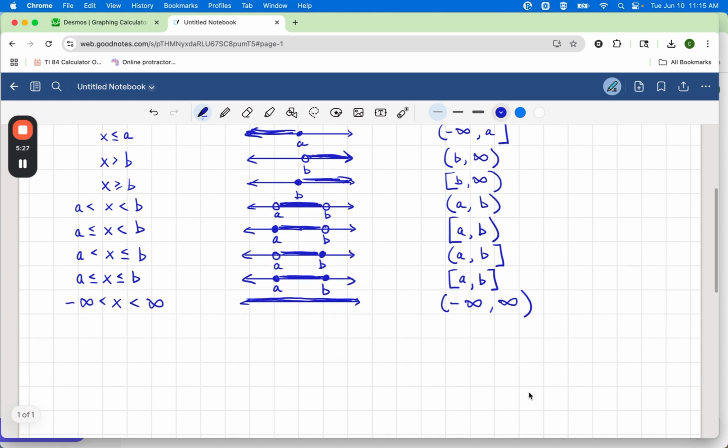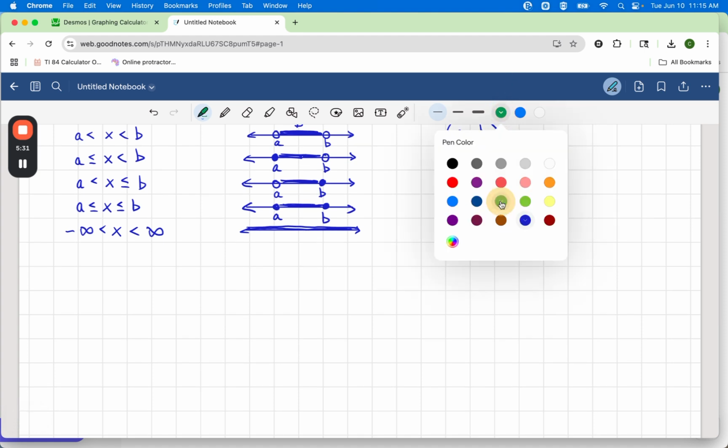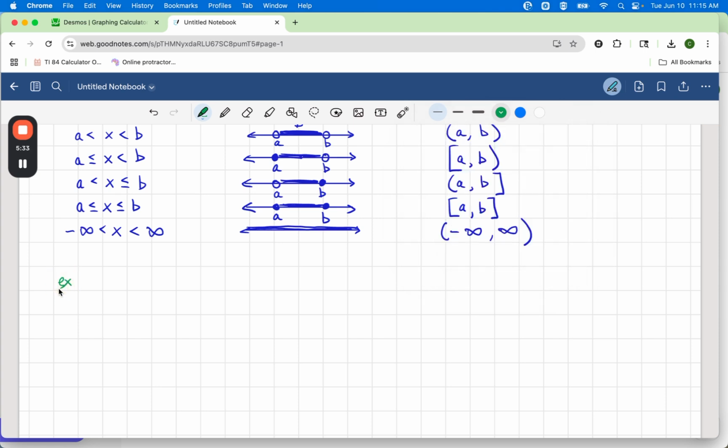Alrighty? Alright, let's practice how to find the domain of some functions. First example, we want to find the domain of this function right here: x plus 6 divided by x squared plus 7x plus 12. We want to find the domain.